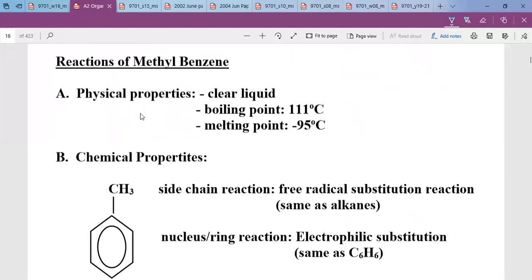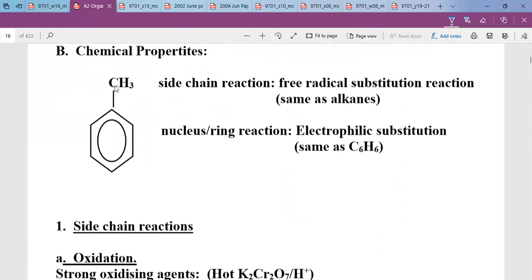Now reaction of methylbenzene, very simple physical properties. They are liquid, that's why you can use petrol, but of course they have a very low boiling point. Benzene is lower. So benzene is higher, sorry. So that's why you can use this petrol. Now there are two reactions here. The ring reactions is here. This is called the ring or the nucleus, and this is called a side chain. Remember, side chain and the ring.